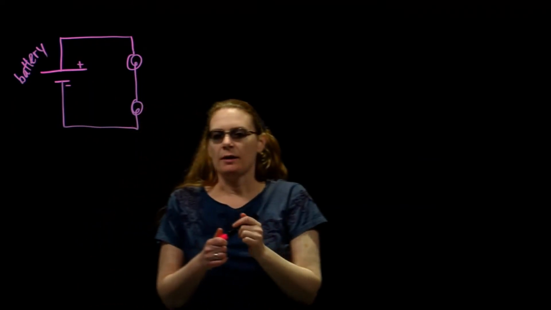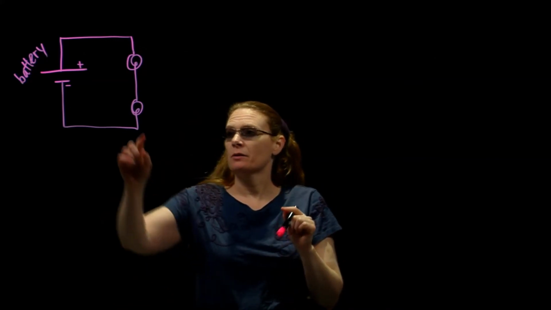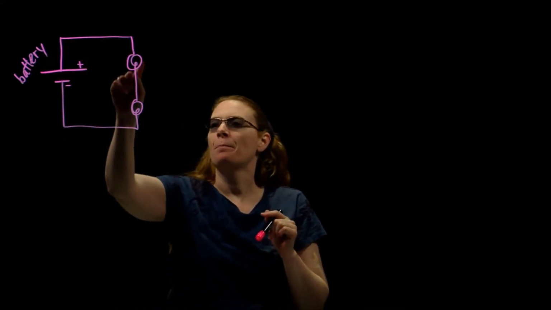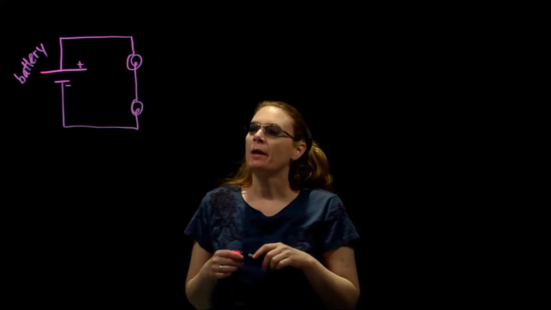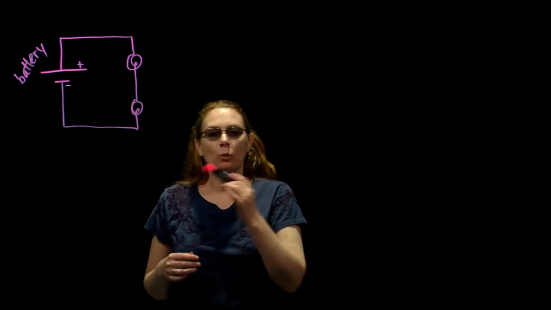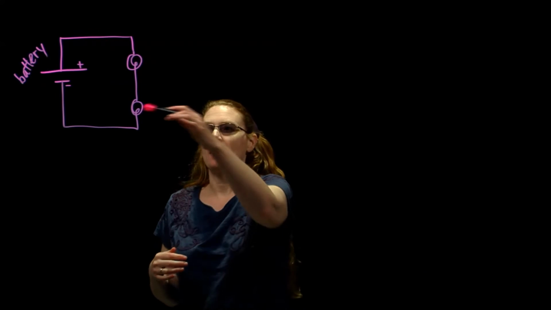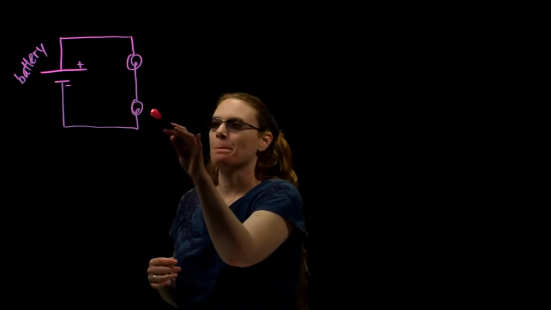So we said we needed a complete path of conductors from one end of the battery to the bulb, and then back to the other end of the battery. We've got a complete circuit here. And we call this one in series because it's one after the other. You just have to go through this one to get through this one.